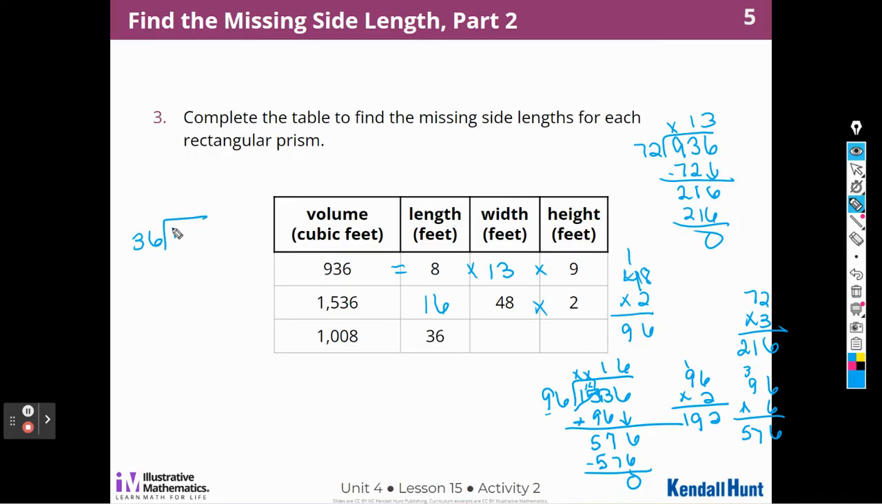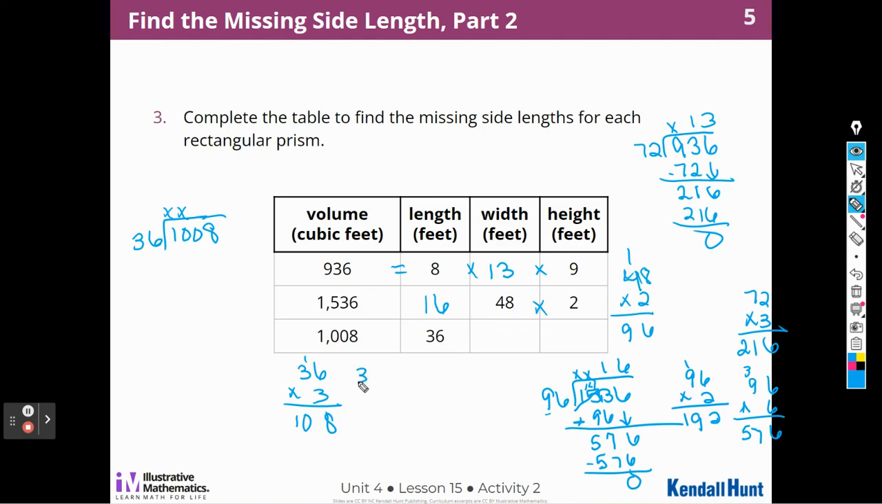36 goes into 1008. Well, 36 won't go into 1. It won't go into 10. So I have to go into 100. Well, I know that 3 30s is 90. So let's try 36 times 3 and see what that gets us. This is 18. That's 9 and a 10. That's 108. That's too big.